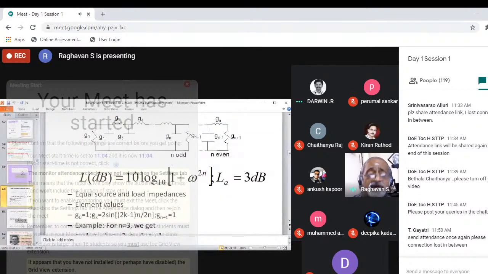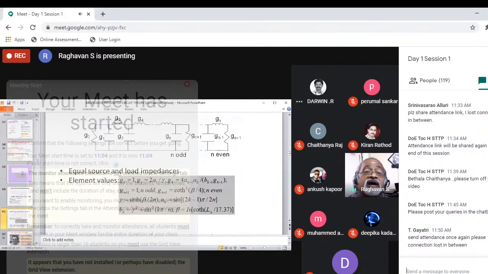Whether it is a Chebyshev or Butterworth, whatever it is, what we want for the design is the G values. Then you can go for the frequency scaling, impedance scaling, and go for the real value. And this is the next one.